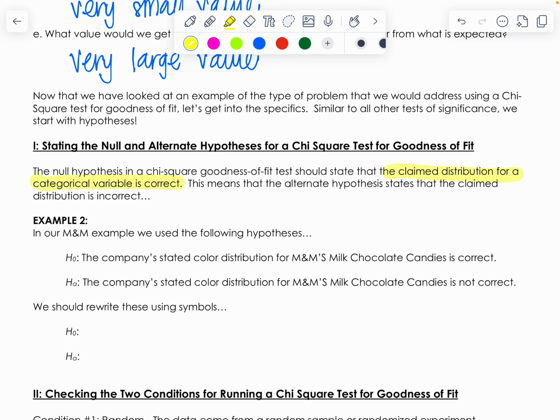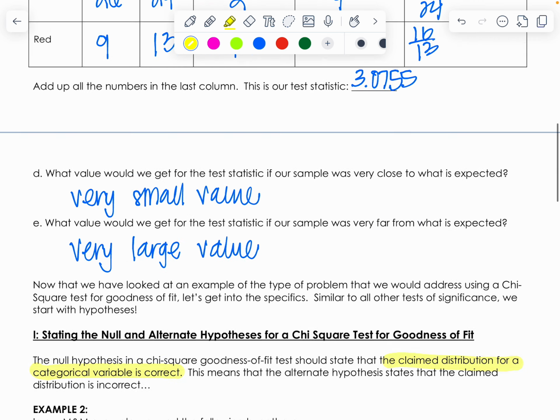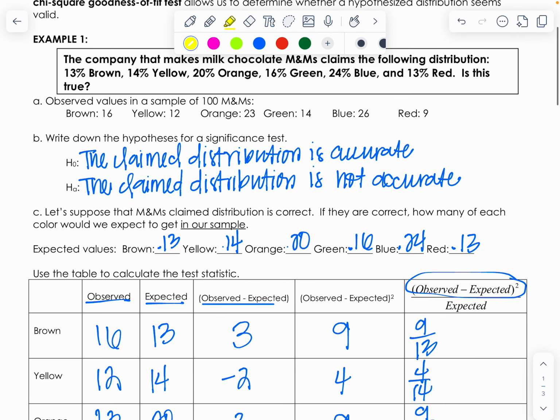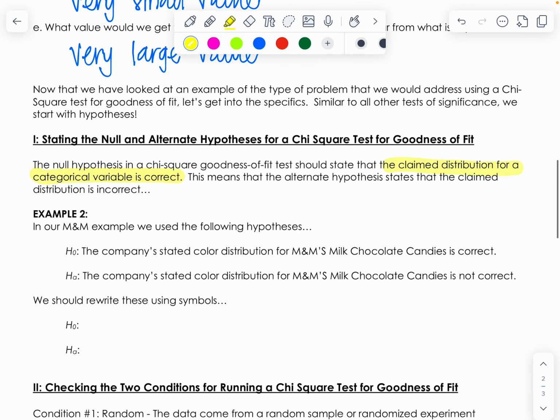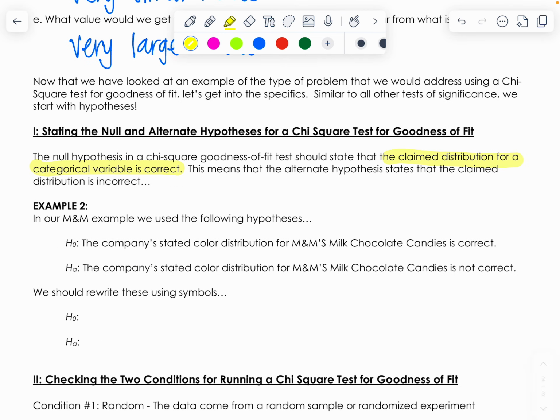So here is another way of wording what we put for our alternate and null hypotheses. The null says the company's stated color distribution for M&M's milk chocolate candies is correct. That is way better than what we wrote up here because it's so specific, right? In this case, if I'm not going to define the parameter before I state these, then I need to be very specific in my hypotheses, okay?